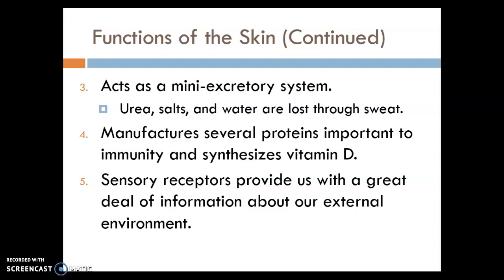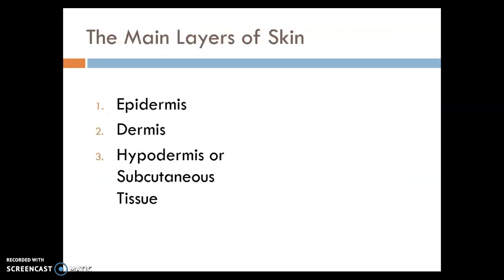It manufactures several proteins, and synthesizes vitamin D, and the way we synthesize vitamin D is by being exposed to the sun. And then along with cholesterol in our liver, it develops a process that creates vitamin D in our body, which helps with bone health and overall health. And then sensory receptors in our skin help us feel things and prevent us from damaging ourselves because it helps us feel pain and things like that. So it helps us navigate our external environment.